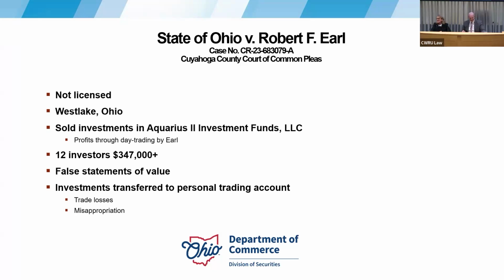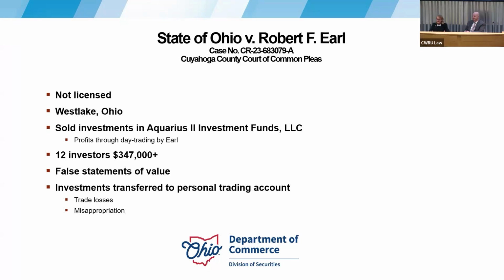Mr. Earl was not licensed. He lived in Westlake, Ohio, and he was selling investments in his company, Aquarius Fund 2, Aquarius 2 investment funds. The revenue generating portion of this was that he was going to be a day trader. So he touted himself as a successful day trader. He created this fund and he was going to generate returns for all the investors. He took about $347,000 from 12 investors.